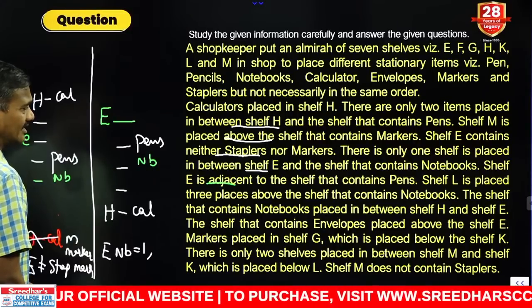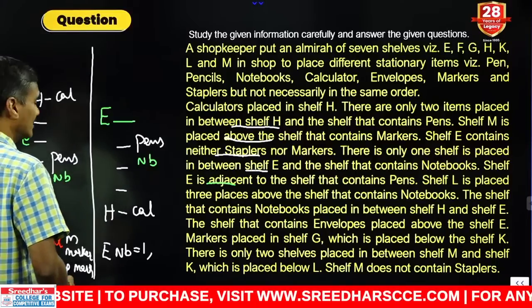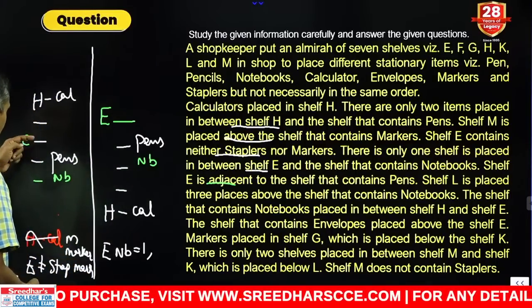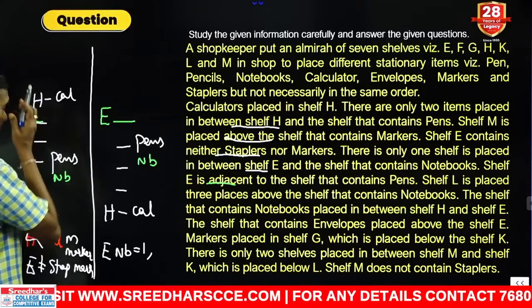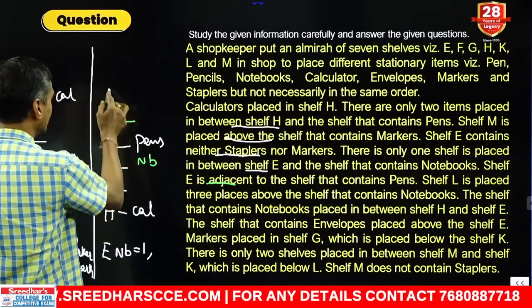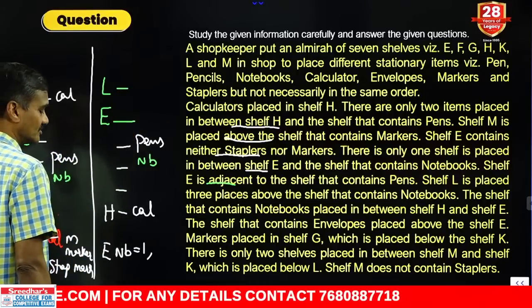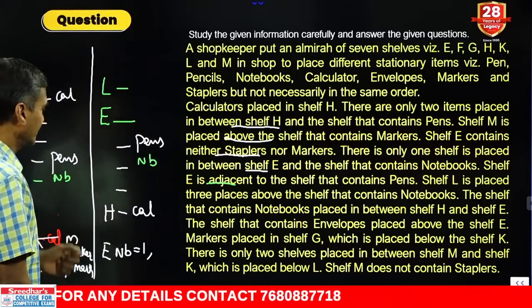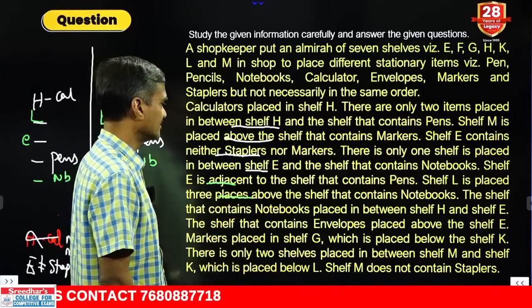And L is placed 3 places above the shelf that contains notebook. L is 3 places above, 1, 2, 3, hence L must be here. L is 3 places above notebook. Now here again 1, 2, 3, now L is here, which is 3 places above this notebook. Clear?